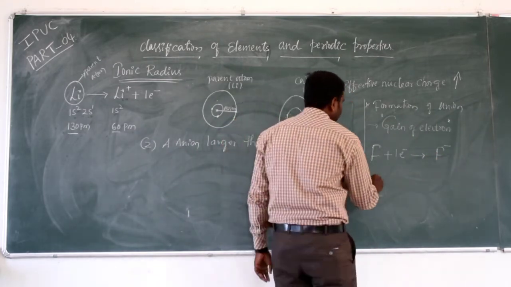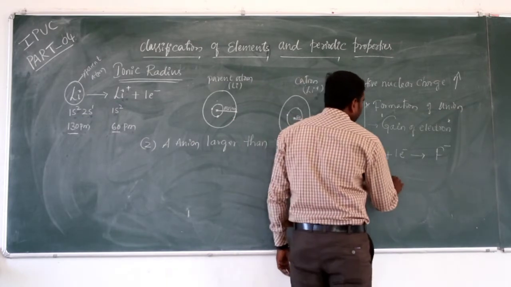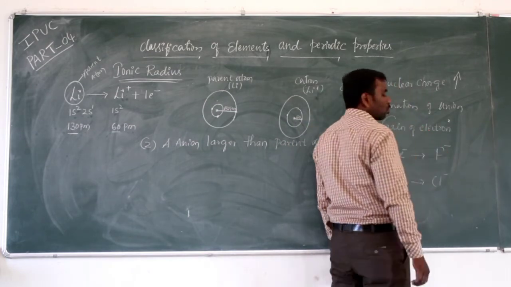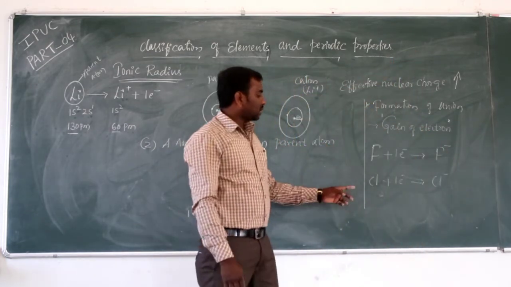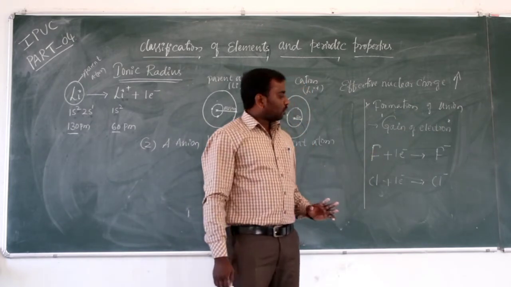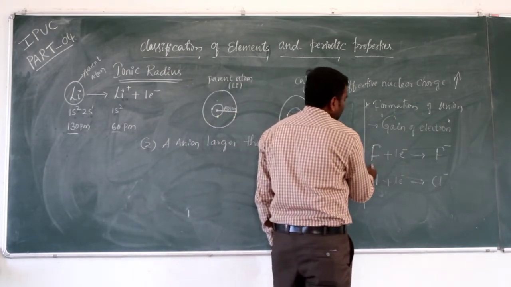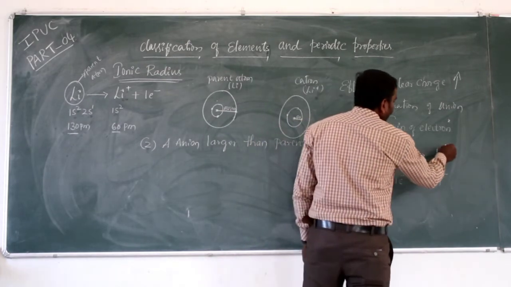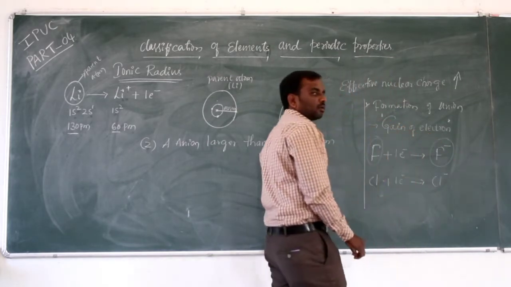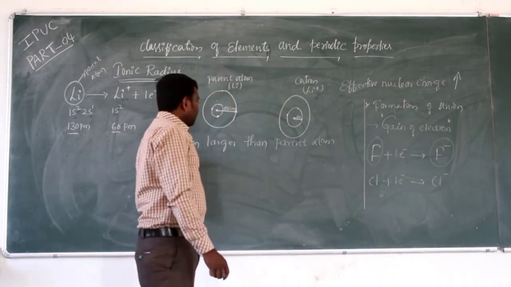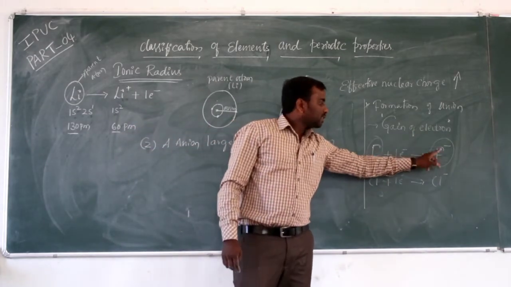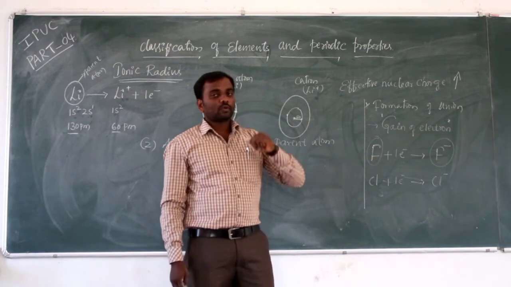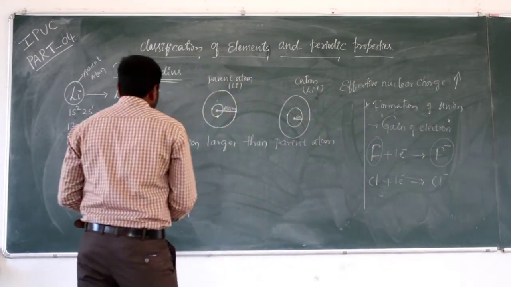And one more example, see, chlorine. Chlorine gains one electron to form a chloride ion. Chloride ion. Is it clear? Okay. See, in this case, this fluorine is the parent atom. This fluoride ion is an anion. Here, this anion is larger than the parent atom. How? Right? See the picture.